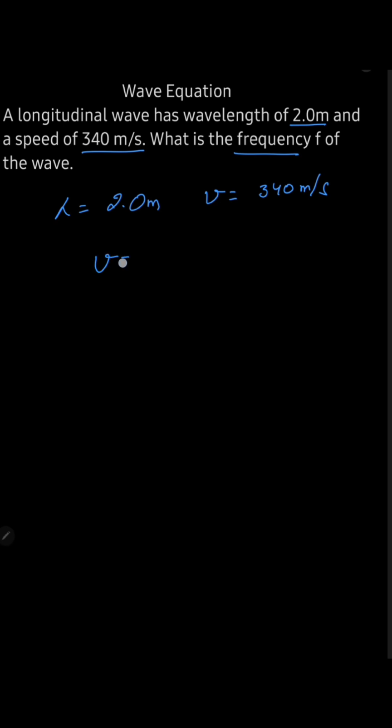Now see, the formula is V equals f lambda. This is the wave equation. Velocity is frequency into lambda. We have to find the frequency, so you have to make f the subject of the formula. So you cross multiply, V by lambda equals f. So frequency is velocity by wavelength.